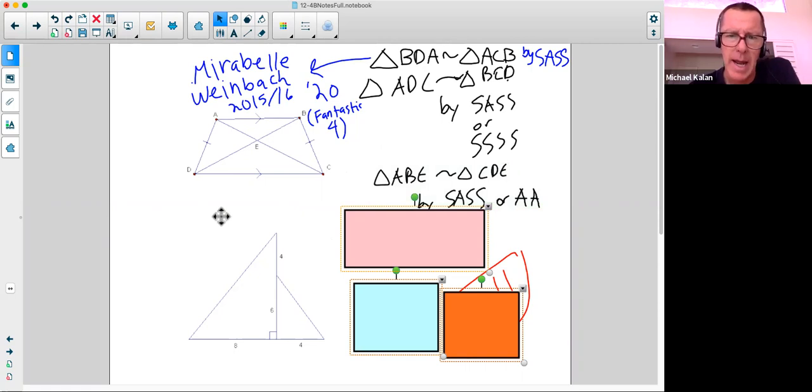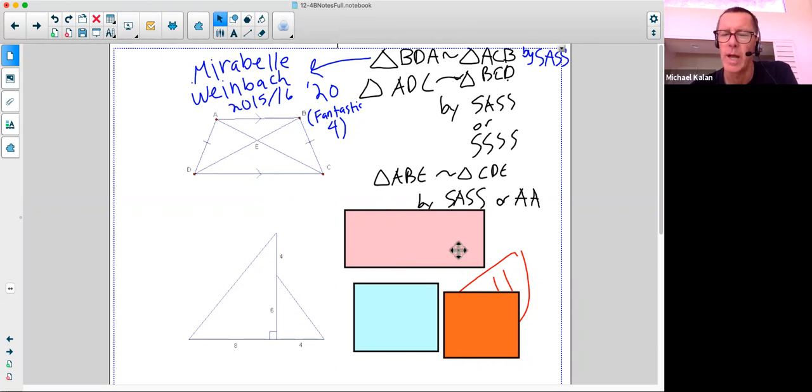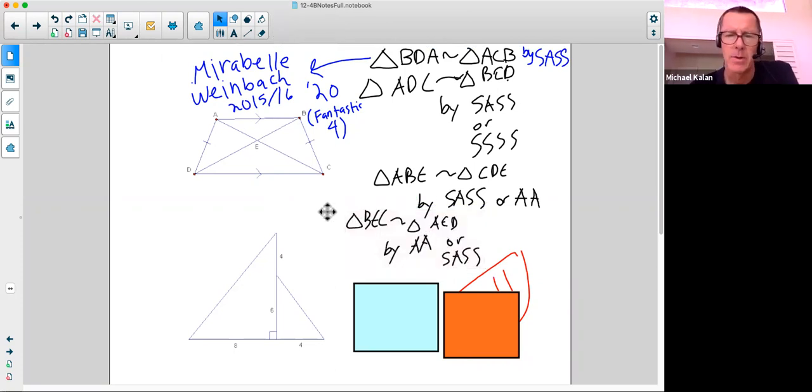Did you get ABE and CDE? You could have done that by SAS or AA. How would we do that by AA? We got the vertical angles, right? And what else do we have? Oh, PAI is this angle and this angle. Oh, yes. And then also we could have proved BEC and AED. Similar situation here, AA or SAS.